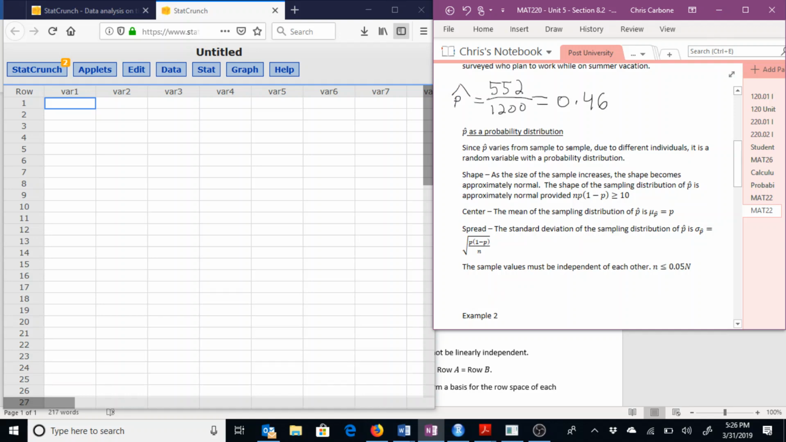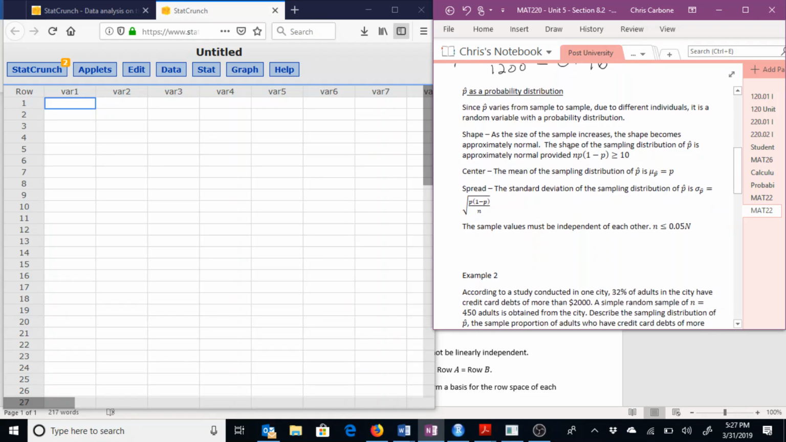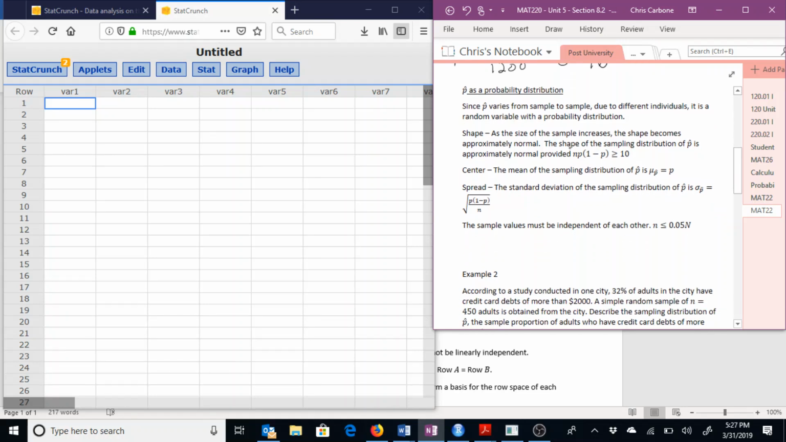Now, as we have previously seen with the sampling distribution of the sample mean, p hat could also be given a probability distribution. Its shape is going to be approximately normal, but unlike what we saw with the sample mean, the way that we could determine that the sample proportion distribution is approximately normal is provided that the sample size times the population proportion times 1 minus the population proportion is at least 10.